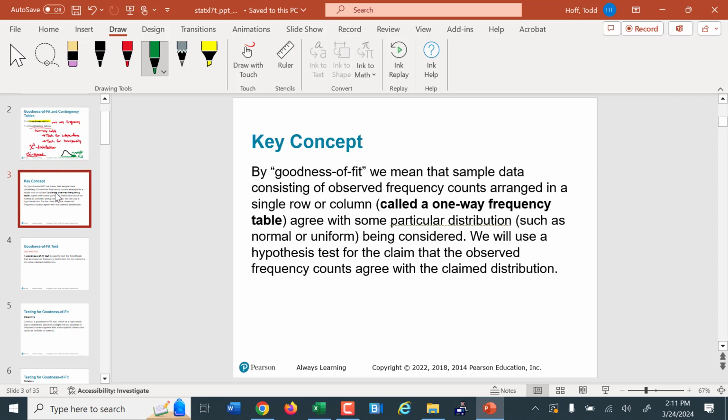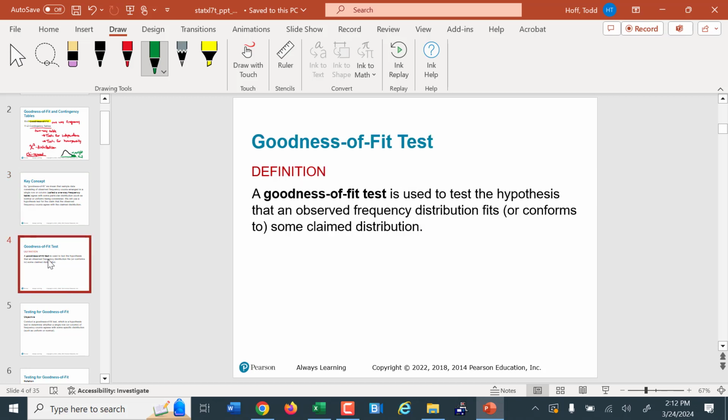So for goodness of fit, what we're looking at is we're given some proposed frequency, whether there's equal frequencies or some proportions, percents or whatever. And we're going to form a single row or a single column of a frequency table with that data. And we're going to test to see if the observed frequencies, the distribution, fits the claimed frequencies or the proposed frequencies. An example of this is M&Ms.